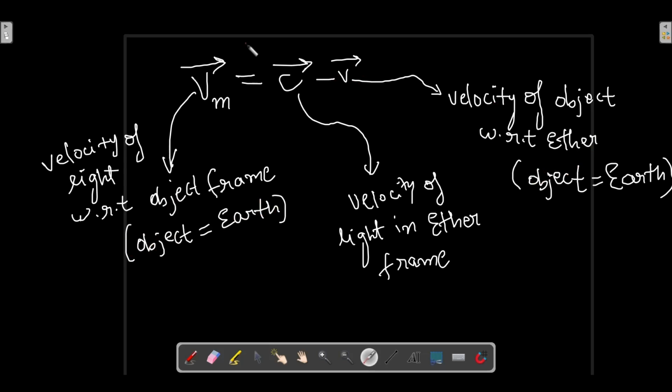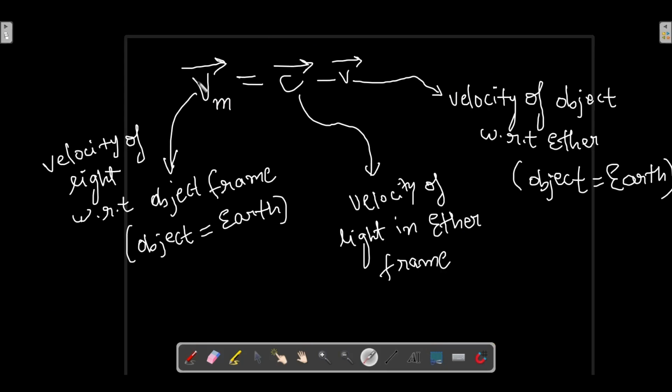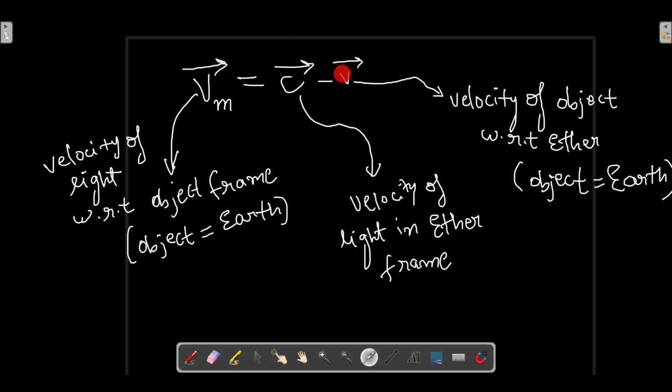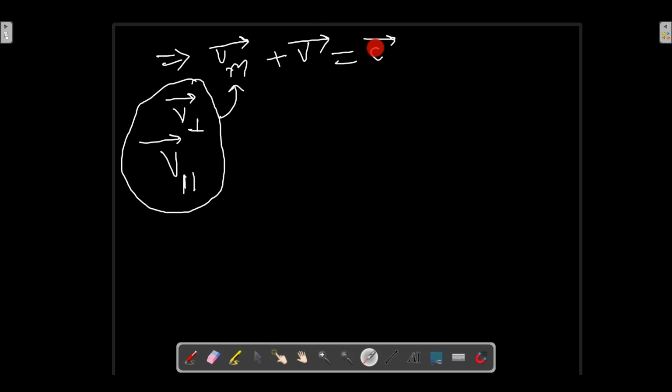This expression we have already derived and discussed in the previous lecture. If you haven't watched the previous lectures, you can go to the link in the description and start watching from the first lecture. In the third lecture I had told you this formula, and over here in this formula the object is Earth. So from this formula we can certainly write that Vm vector plus V vector will be equal to C vector. It is quite obvious, right? Because V will come to the left hand side and get added to Vm vector.